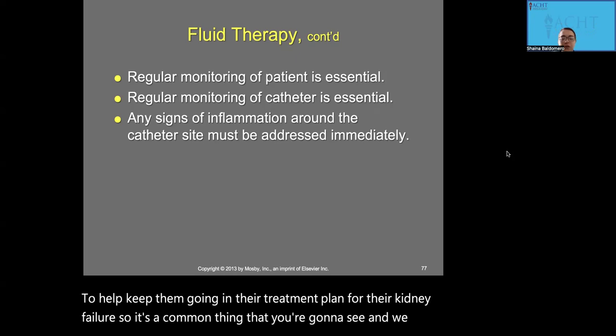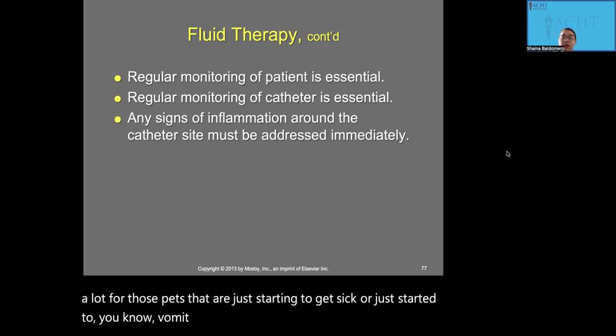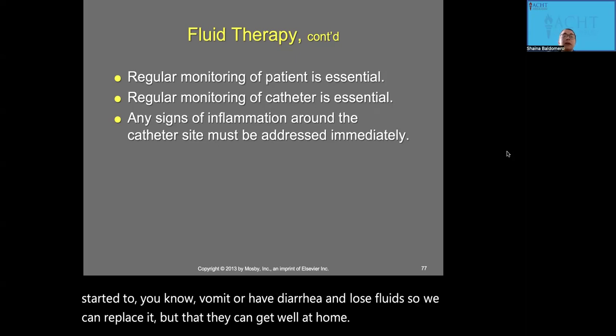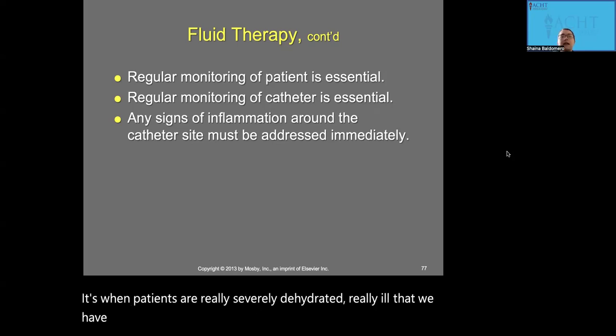And we do it a lot for those pets that are just starting to get sick or just started to vomit or have diarrhea and lose fluids, so we can replace it, but that they can get well at home. It's when patients are really severely dehydrated, really ill, that we have to hospitalize them and rehydrate them IV.